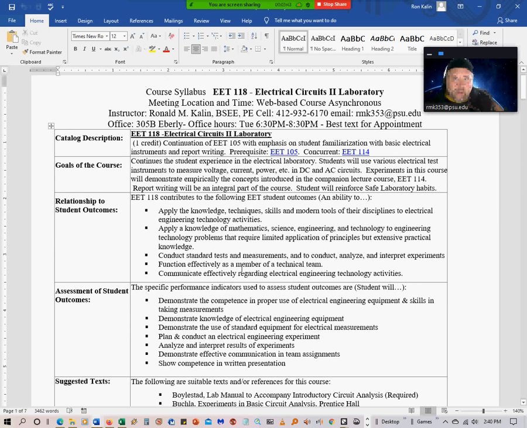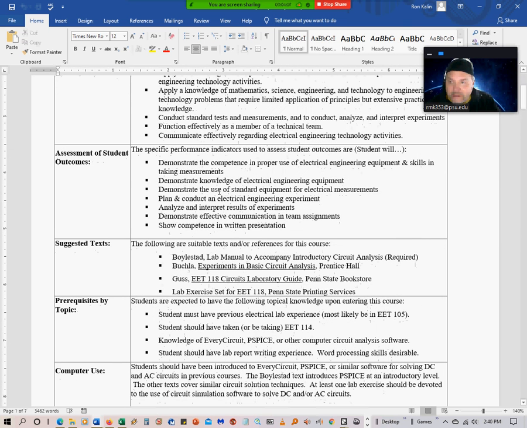Normally, I would have you pair up in teams of 2 or 3, preferably 2. But since this is going to be web-based, this will all be individual. It's on an individual basis. Everybody has to do their own work and communicate effectively regarding electrical engineering technology activities. So I'm going to skip some of this.